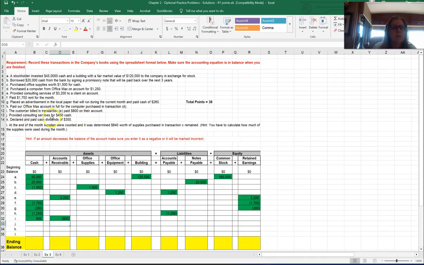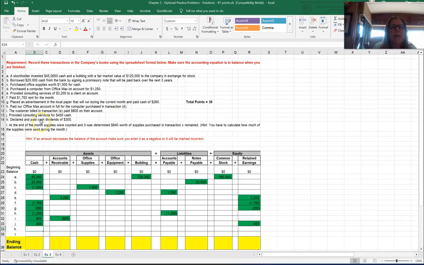We provided consulting services for $450 cash. So we provided a service. Anytime you provide a service, whether the customer pays you at that point or not, it's going to be revenue. So we know that our revenue is going to be going up. Remember at the very beginning I said anytime we have revenue, it's going to be an increase to our retained earnings. And it says they actually paid it. We didn't bill them for it, so our cash is going to be going up. The customer paid us, they gave us a check, we deposited it into our checking account.